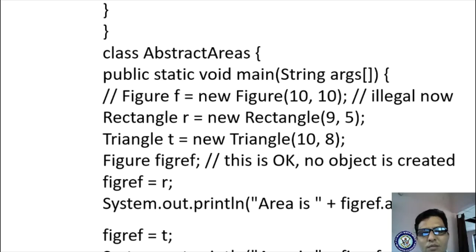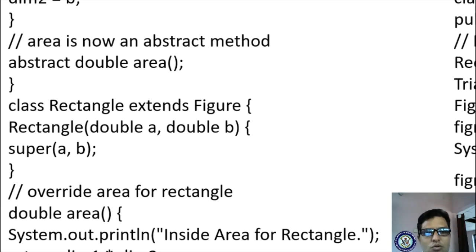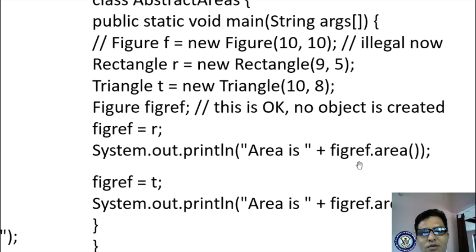Figure reference dot area means it will be calculated as 9 into 5. Here it is processed as double area with dim1 and dim2. The dim1 and dim2 are 9 and 5, so it is 45. It will return the value directly, area is 45.